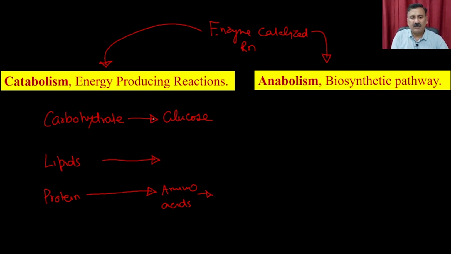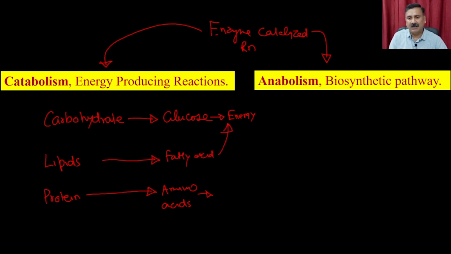Similarly, for the carbohydrates, an example is glucose, and glucose is also used for production of energy with the help of different types of catabolic reactions. Lipids form the fatty acids, and the fatty acids are used for energy production.